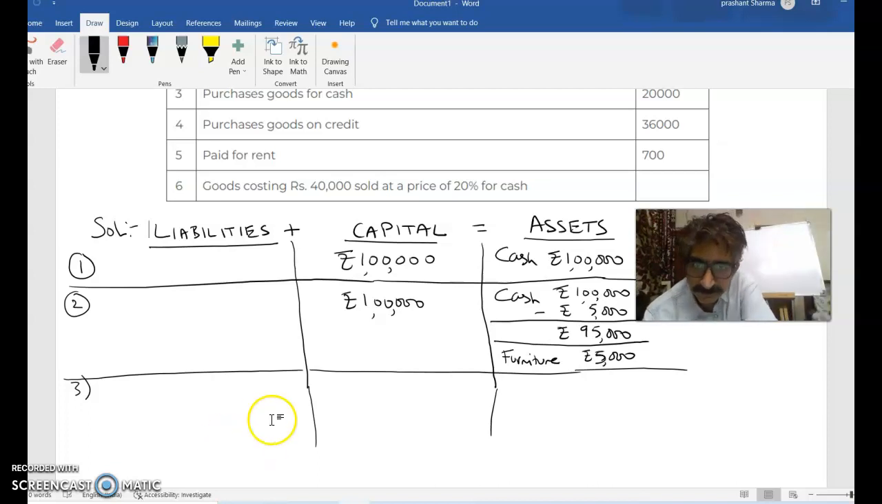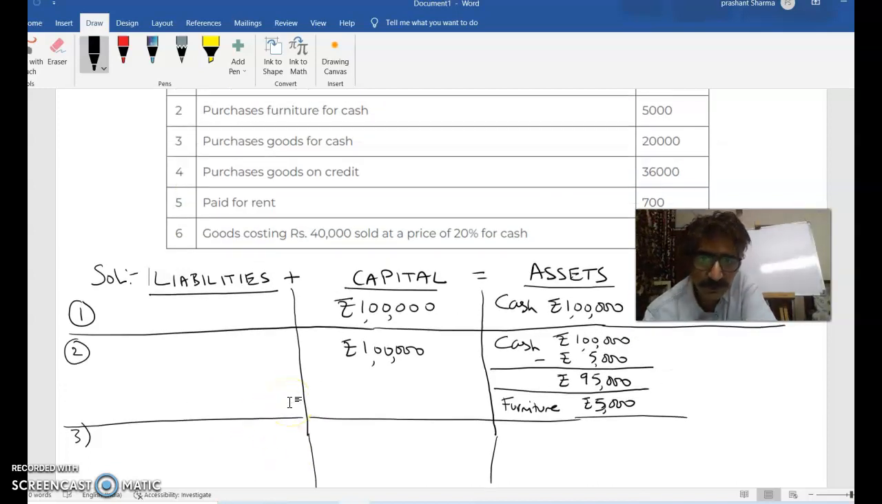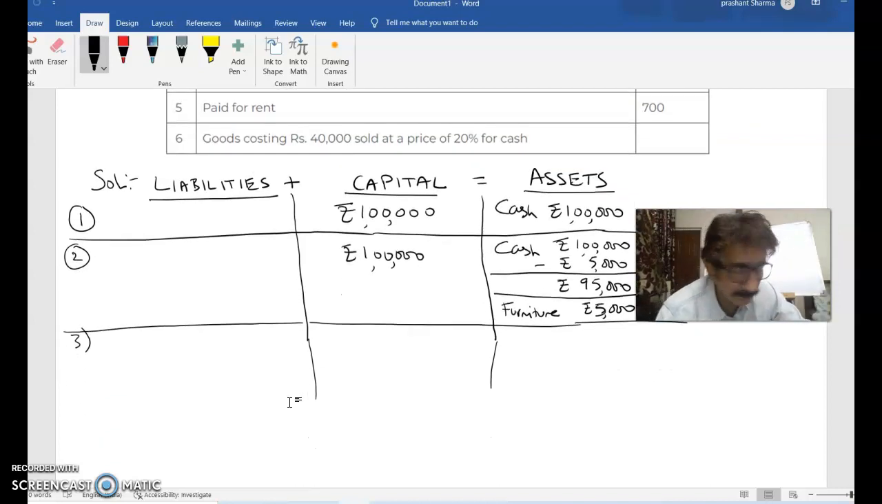As you can see above, third transaction says purchase goods for cash rupees 20,000. So cash, which is 95,000 in the previous one. See, I have copied 95,000 from the second equation. We have paid cash 20,000 to buy goods. So cash will reduce by 20,000. In the cash box now we are left with cash, how much?